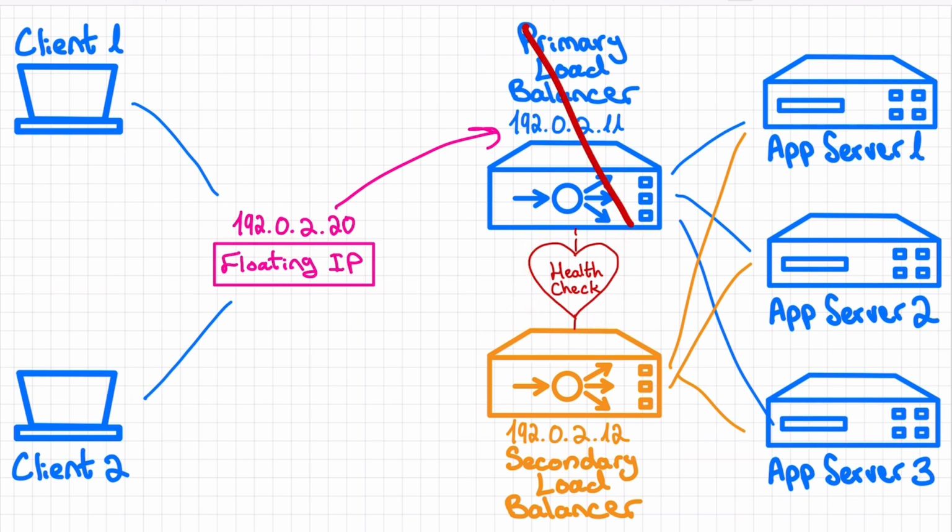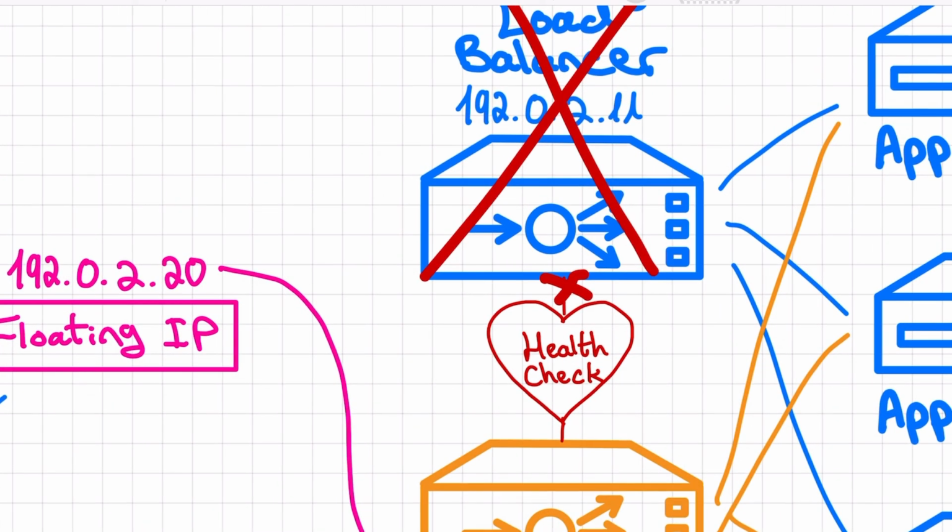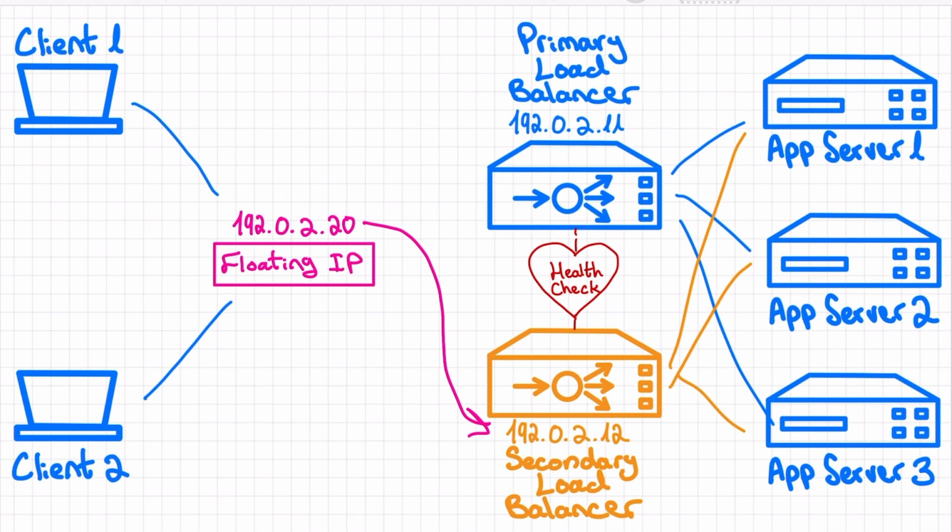If the primary load balancer dies, the health check will fail, and that is how the secondary will know it needs to take over. It will do something like running a script that will reassign the floating IP to its own, and that will make subsequent requests reach the secondary load balancer instead of the primary. When the primary load balancer comes back to life, it will reassign the IP to itself, and the secondary can go back to being passive.